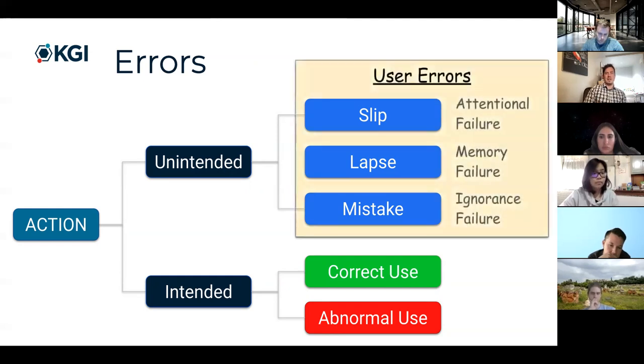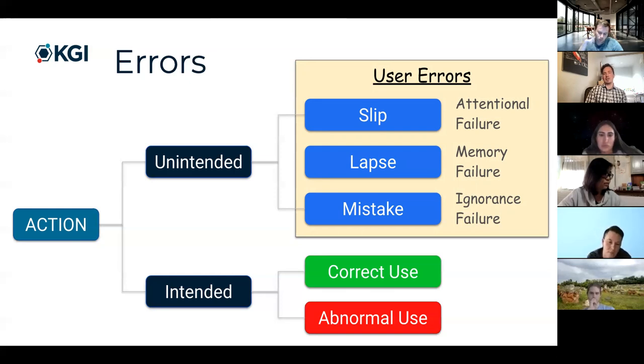So the unintended mistakes are usually called just user errors. And here we talk about slips, lapses, and mistakes. So a slip means that you just weren't paying attention and you let something slide. A lapse means that you didn't remember something. So you were paying attention, but you just didn't remember what to put. And so you made a mistake because of that.